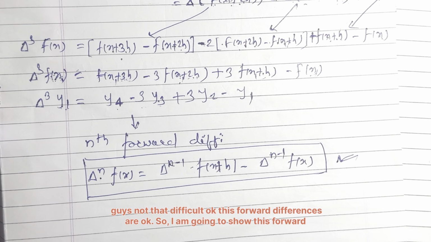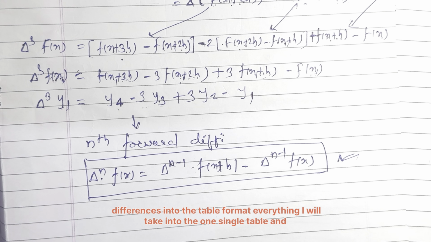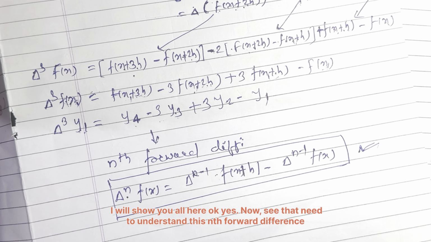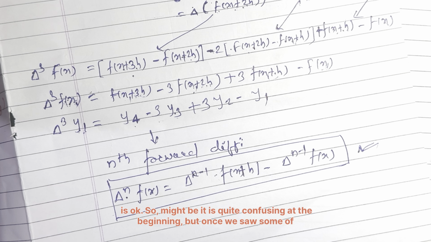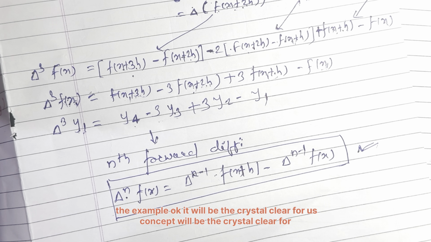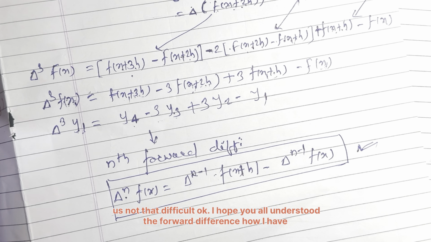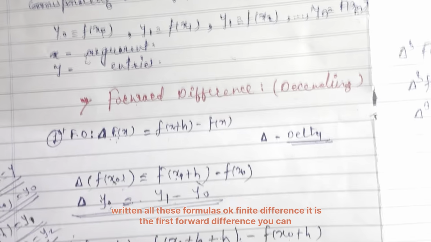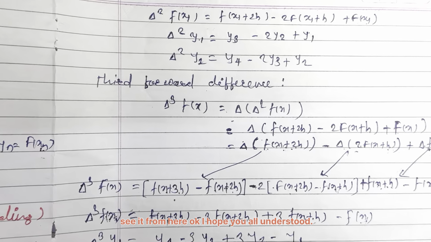It is important, guys, not that difficult. I'm going to show these forward differences in table format. Everything I will take into one single table and show you all here. It might be quite confusing at the beginning, but once we solve some examples, the concept will be crystal clear for us. I hope you all have understood the forward difference and how I have written all these formulas. The finite difference, the first forward difference, you can see from here.